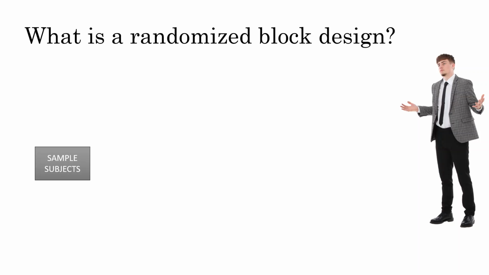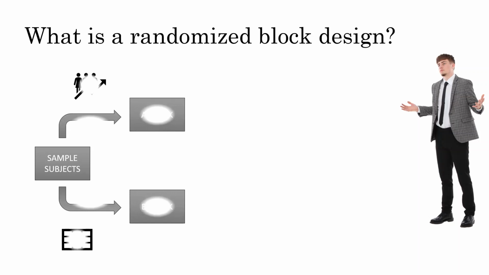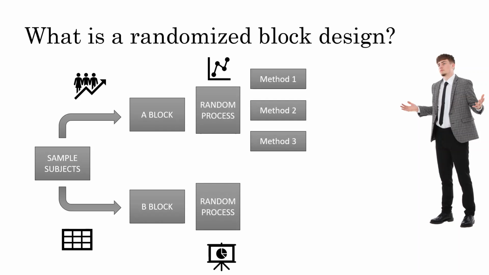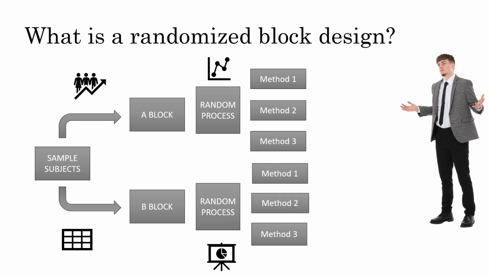Our first step is taking the sample subjects, also known as the population, and breaking them up into subgroups based on certain variables. In this case, it would be the A block and the B block, hence giving the name randomized block. Those two blocks are then further split up into different variables based on a process that they undergo. They will undergo a random process and be split up into three different groups, each on A block and B block, hence giving 6 different subgroups.